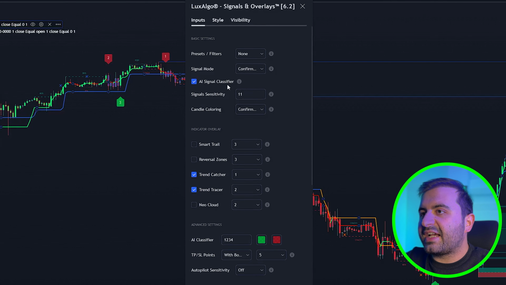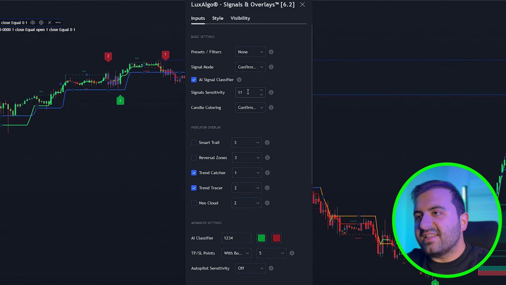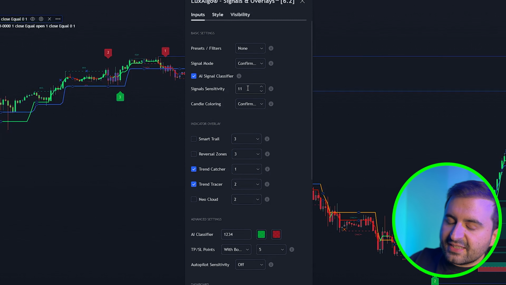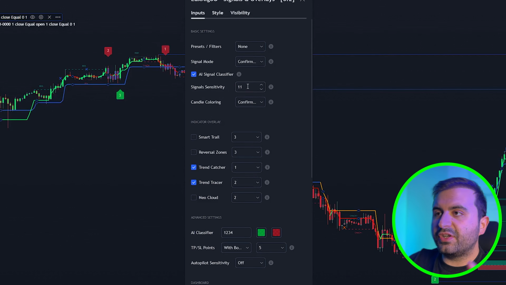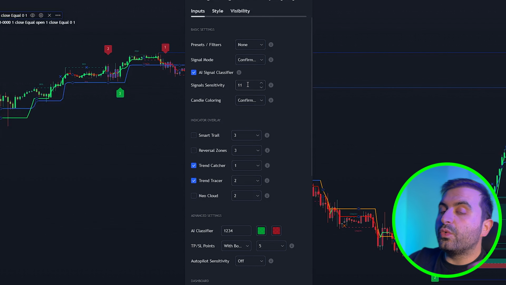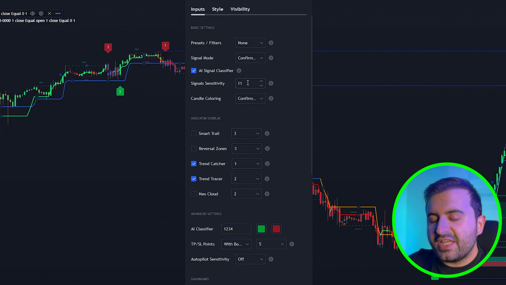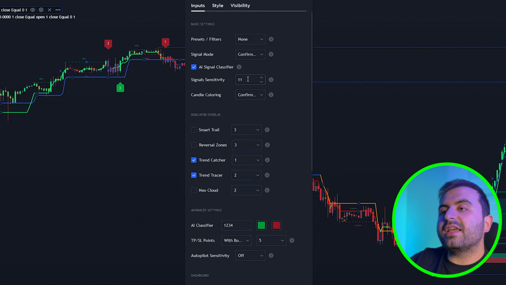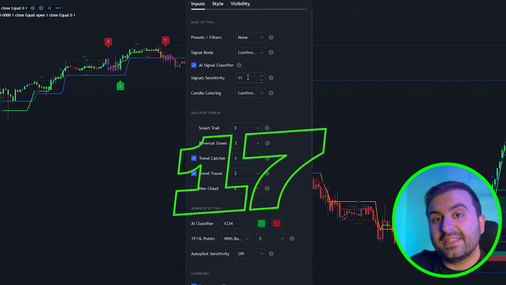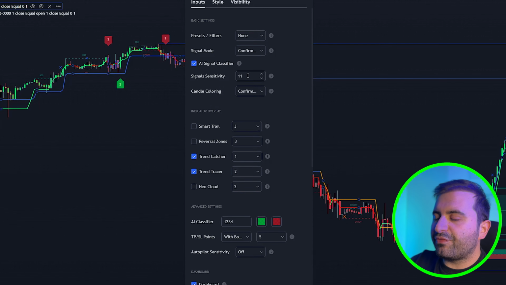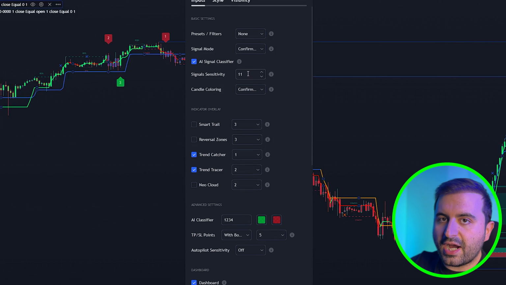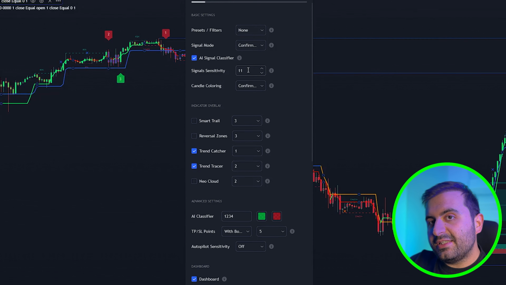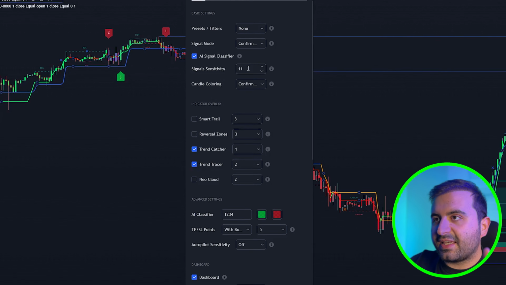So enable the AI classifier. My best sensitivity for this setup is 11, but what I can suggest is that you play around. It's not so hard to see which is the best fit for you. In the lower time frames like 1 minute, 3 minutes or 5 minutes, I go up until 17. But in the higher time frames for swing trading like 1 hour, 2 hour, 4 hour or 1 day, 11 is my sweet spot.